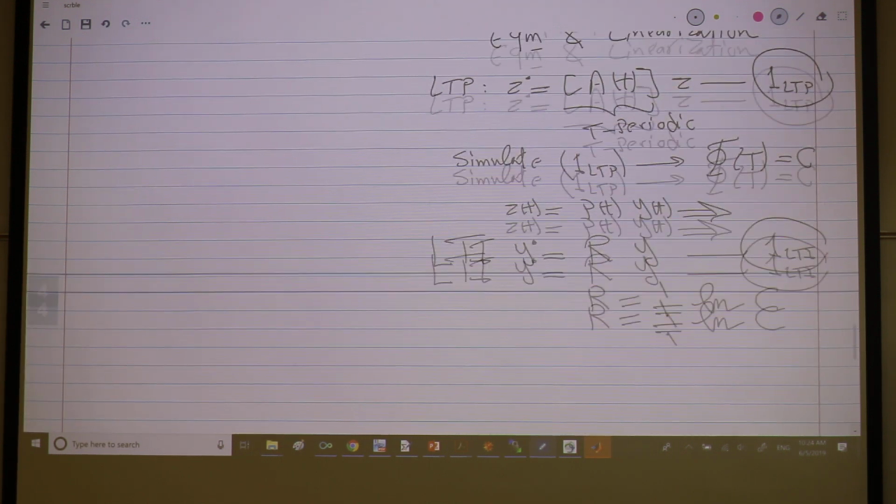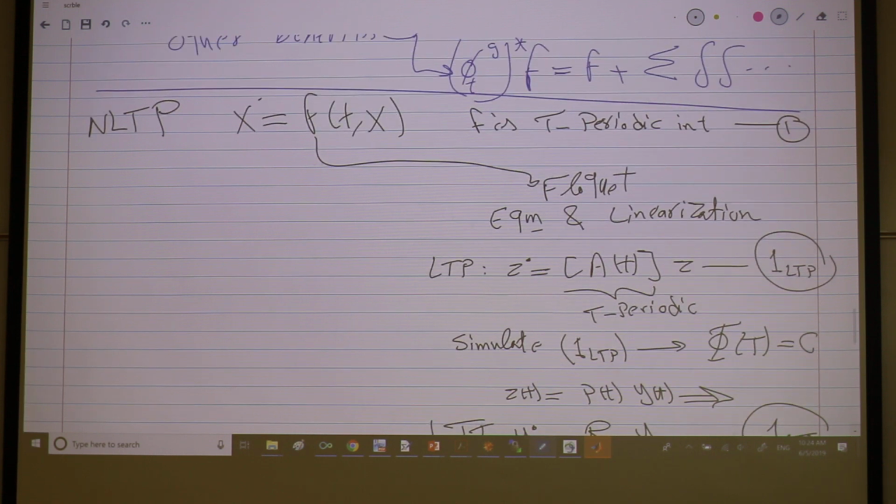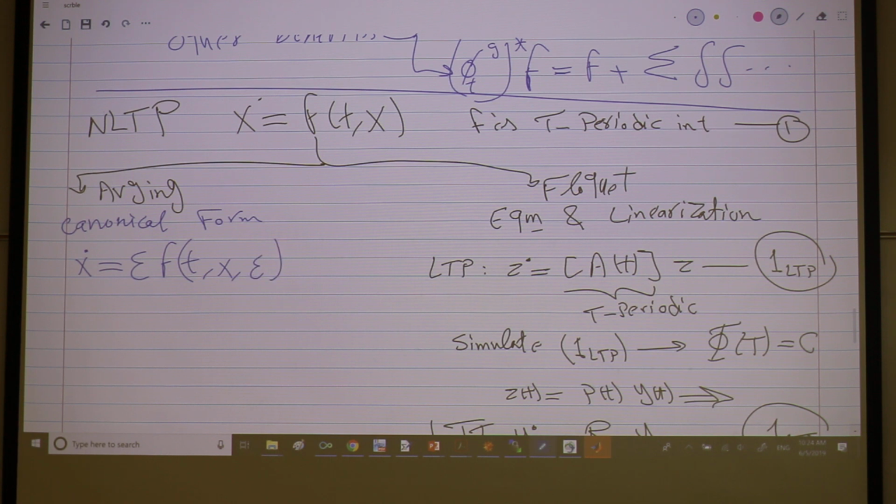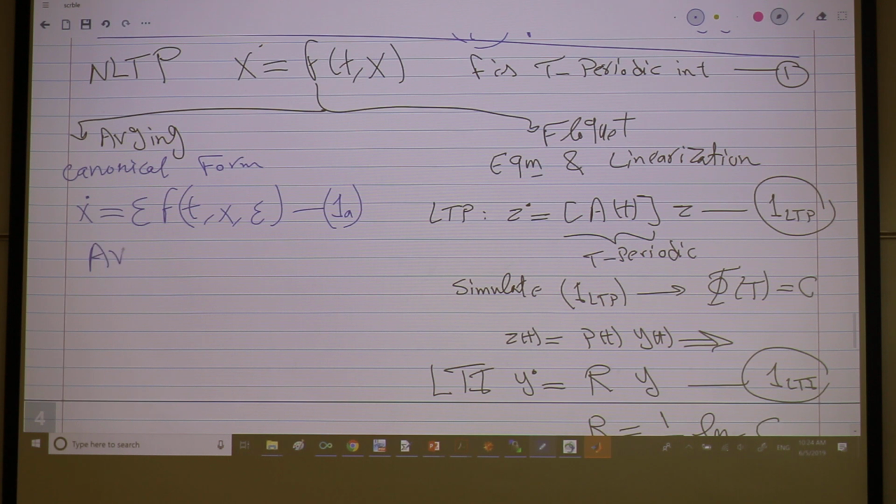Okay, so anyway, this is the Floquet. Averaging is very different. So the very first step, here we want to have it in the canonical form. The same here, please put it in a canonical form. The canonical form is x dot is epsilon f of t, x and epsilon. This is one averaging. And then just apply averaging, please.